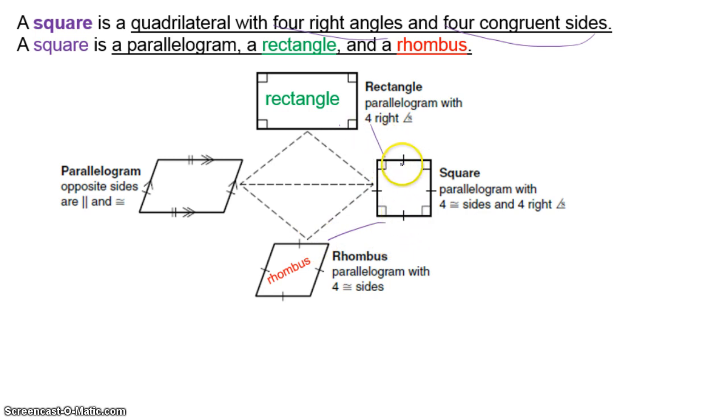So the square encompasses the properties of the rectangle, the rhombus, and the parallelogram. So it encompasses all of those properties, and in itself is a very, very special parallelogram.